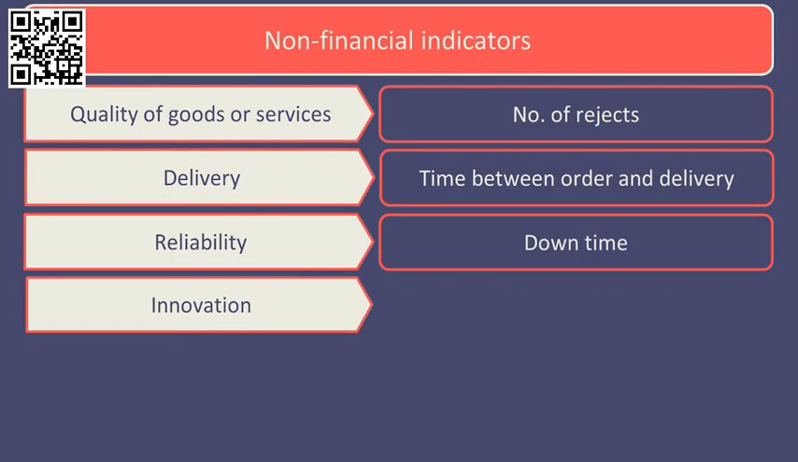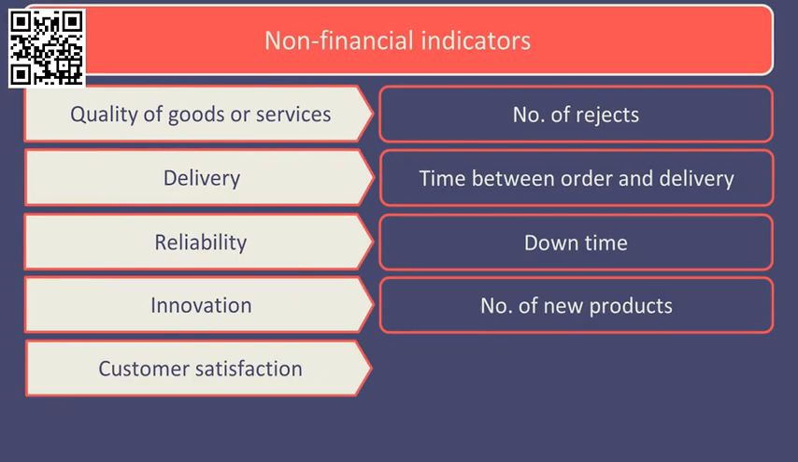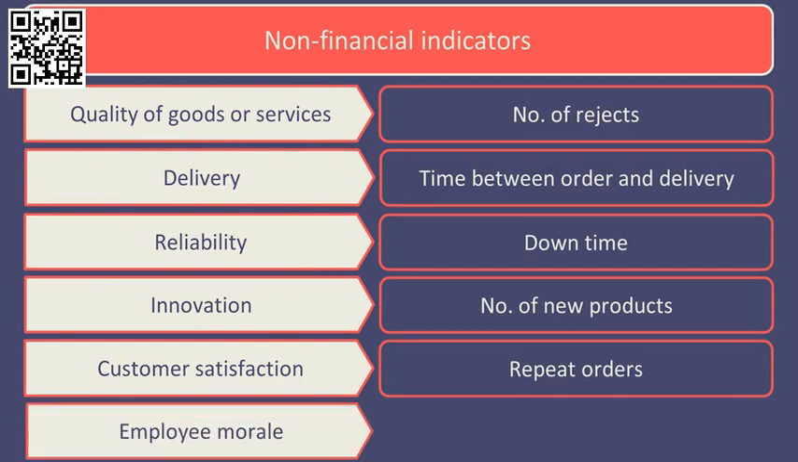Innovation. This could be calculated as the number of new products launched over a given time period, or maybe the value invested in development of new products. Customer satisfaction measures may include the number of repeat orders, number of new accounts opened, or maybe the percentage of on-time deliveries, or maybe the number of customer complaints as a percentage of total sales volume. Employee morale could be measured by surveys.